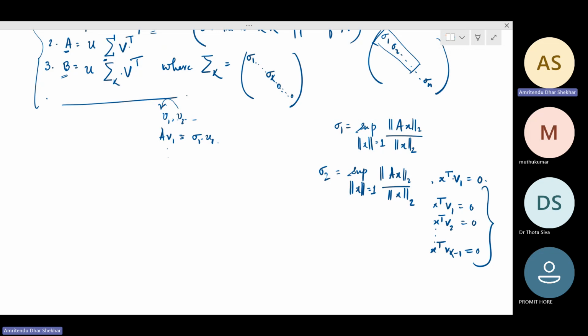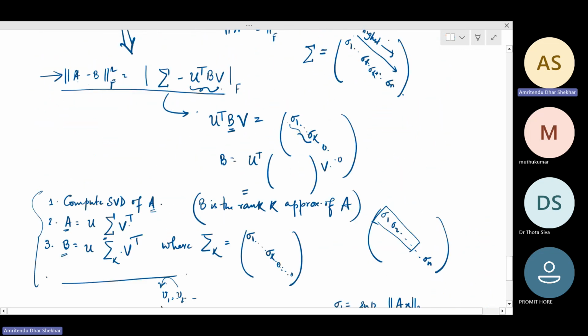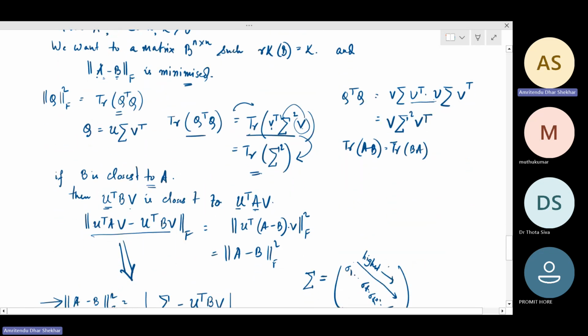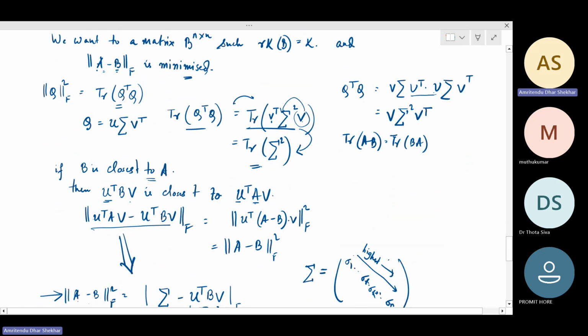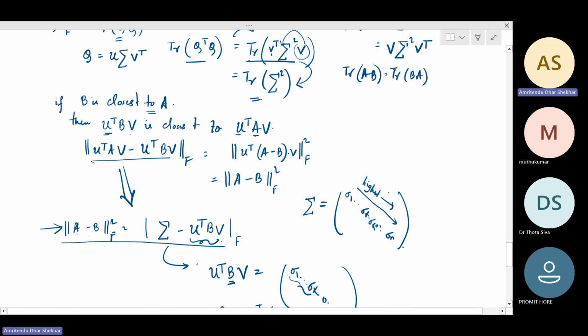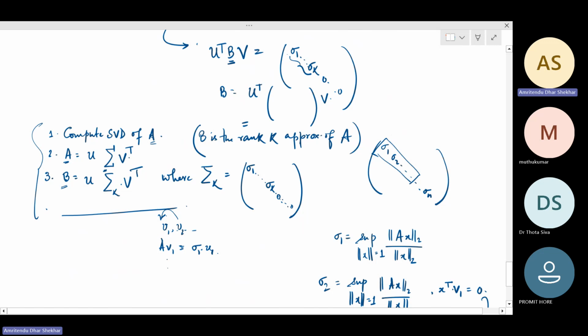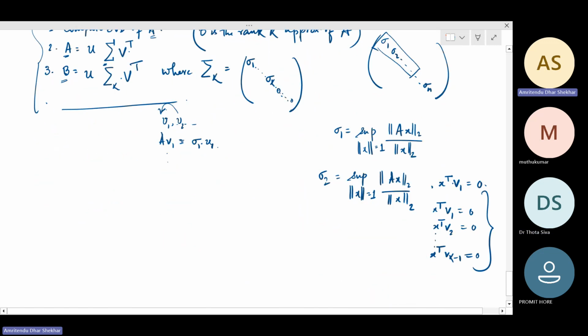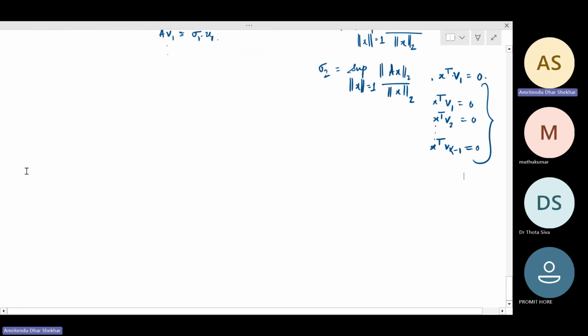No one computes this by hand. The problems that will be given to you should almost never require you to compute A transpose A and get the eigenvalues. There would always be some trick inside that problem that lets you quickly compute it. This is what you should always keep in mind for the purpose of this course.